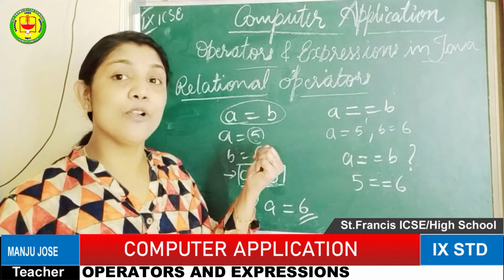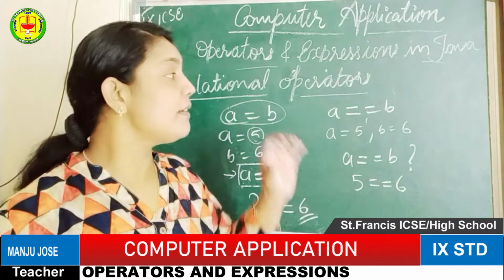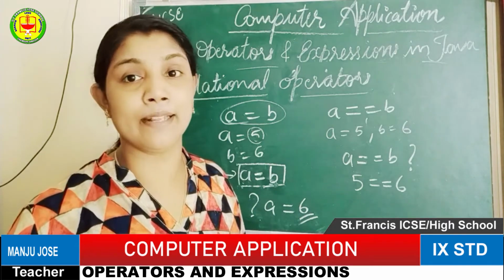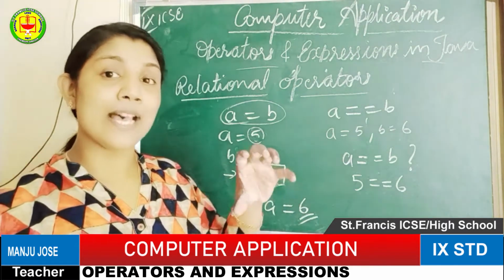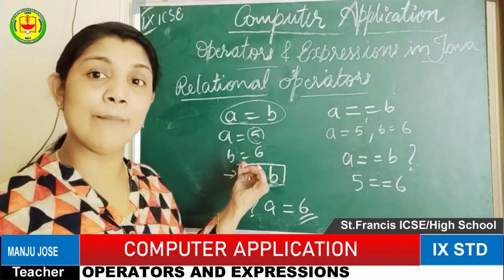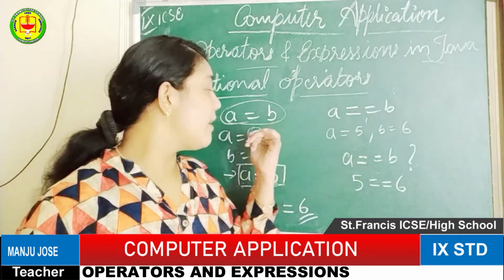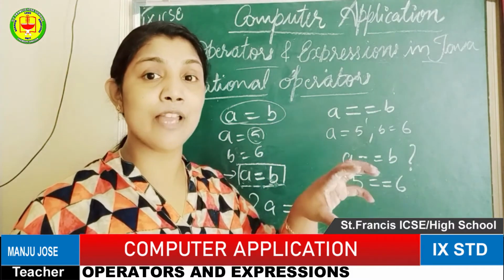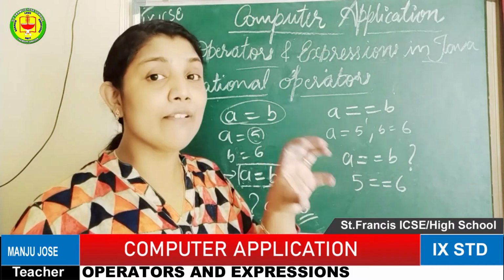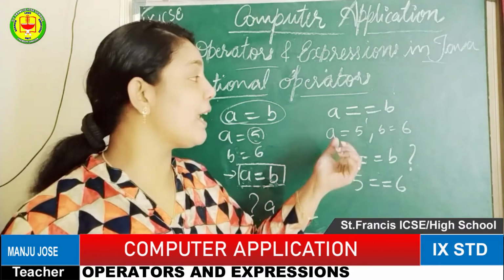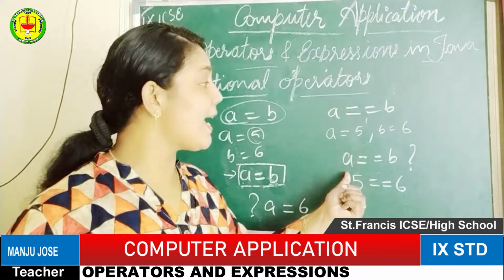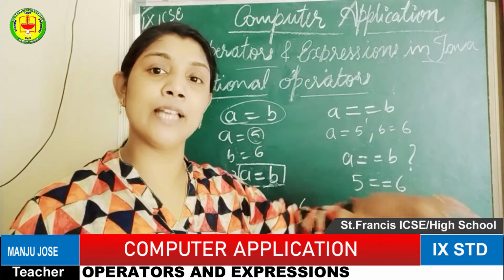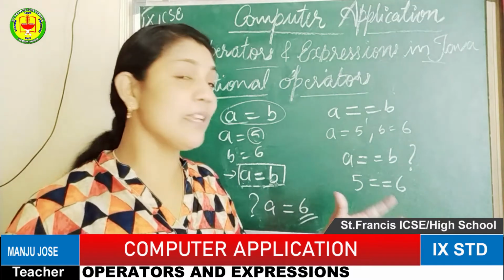Single equal to is known as the assignment operator. Double equal to is known as the checking operator, or condition checking operator. Assignment operator means we use single equal to to assign a value to the LHS variable. To check whether the LHS value and RHS value are equal or not, if you want that kind of comparison, we use double equal to. If the value of A and value of B are equal, we get the answer that both are equal. If not, we get the answer that both are not equal.